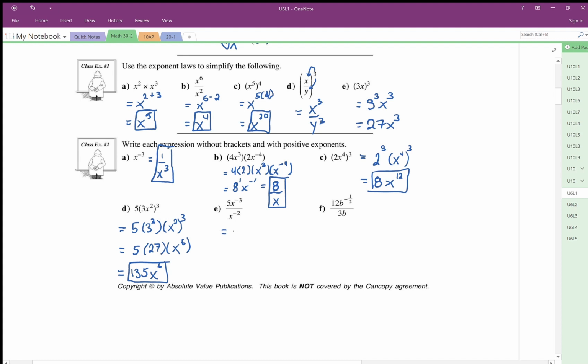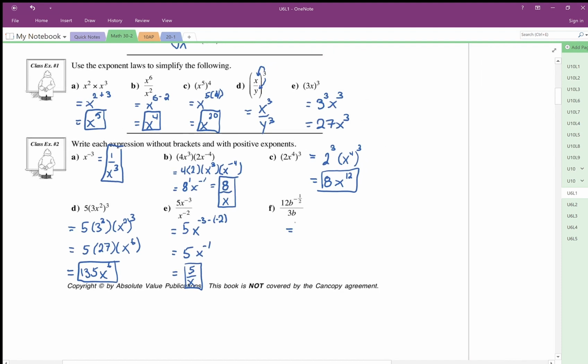This next example, so there's not much we can do with the 5, so I'm going to leave that up in the numerator. The x to the negative 3 divided by x to the negative 2, well, we're dividing powers, so we subtract our exponents. Now I'm going to subtract it in the same order that I'm dividing. So it's x to the negative 3 divided by x to the negative 2. So I'm going to go x to the negative 3 minus the negative 2. So we've got 5x to the power of, so negative 3 minus a negative 2, that's like negative 3 plus 2, so x to the negative 1. And now just like in part B, we leave the 5 up top, the x to the 1 goes down below.